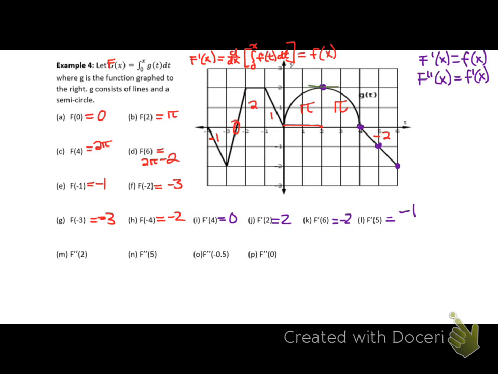Well, the slope of that tangent line looks like this, so it's just 0. F double prime of 5. Well, that's on the line because it's linear, so we're looking at the slope, which is rise over run, so negative 1 over 1, which is negative 1. The slope at negative 0.5, which is right here, right? Well, that's rise over run, so negative 2 over 1, which is negative 2, and F double prime of 0. Now remember, the tangent line has to come together, and it doesn't here because we have a linear function meeting up with a curve, which means that this does not exist.